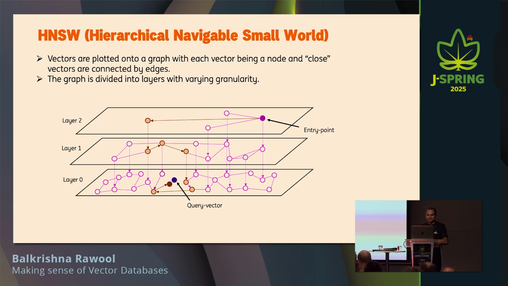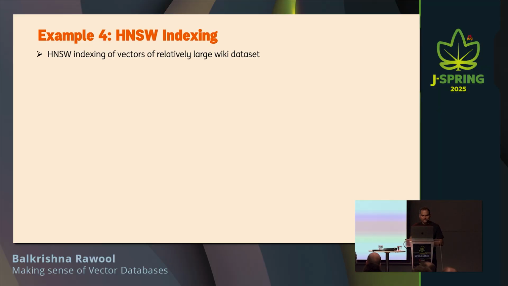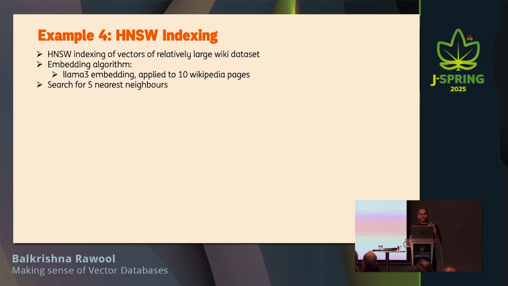Okay, we are going to use HNSW in our next example. So here what we are doing is, we're going to index a relatively large wiki data set. In the last example, we used 4 Wikipedia pages. Here we're going to use 10 Wikipedia pages. And the embedding algorithm that we're going to use is Llama 3, which is applied to the 10 Wikipedia pages. And we'll find 5 nearest neighbors.